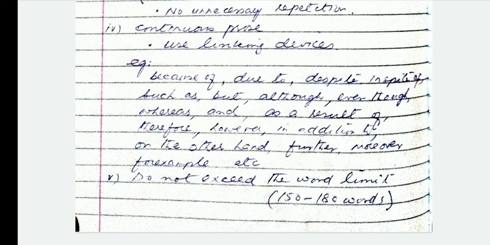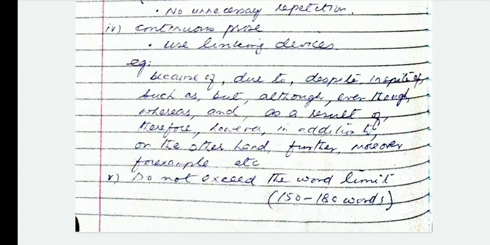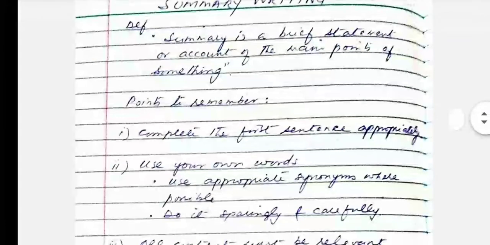So you need to practice these linking devices so that your main points are produced in a continuous prose, and do not exceed the word limit, which is 150 to 180 words. These are all the criteria of marking in this part, that is summary writing. If you keep these in your mind, and obviously your language is very important, I mean, it should be grammatically correct, the spellings must be correct, and if you follow these instructions that are a part of your summary writing, then definitely you are going to get the desired grade that you want.